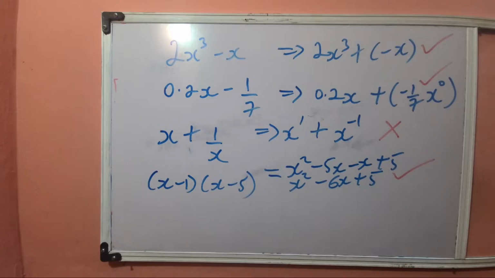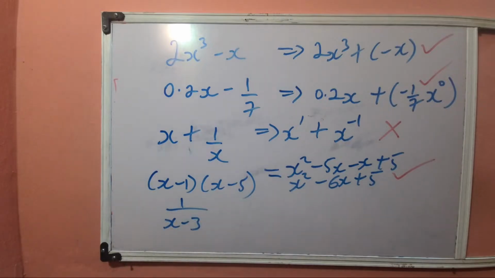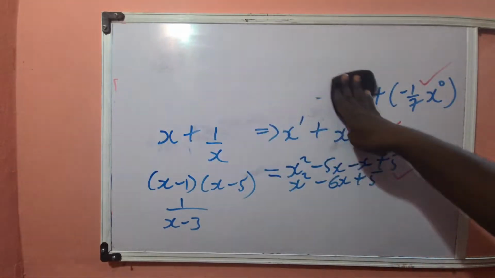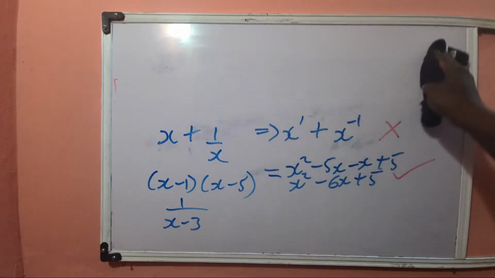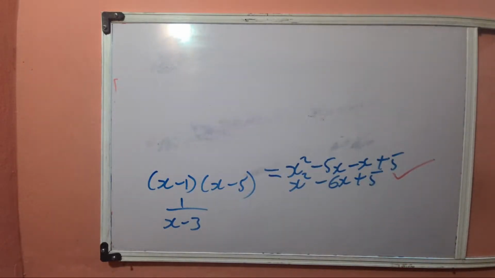Good. Now let's see this next one, 1 over x minus 3. Is this a polynomial or no? What do you say? Somebody said it's not. Anybody with a different opinion? Other people are saying it's not a polynomial. Why is it not a polynomial?